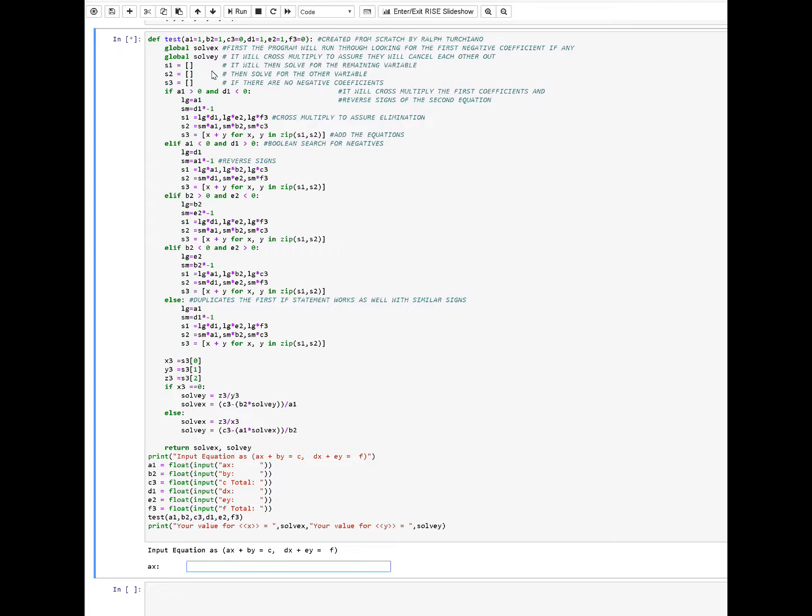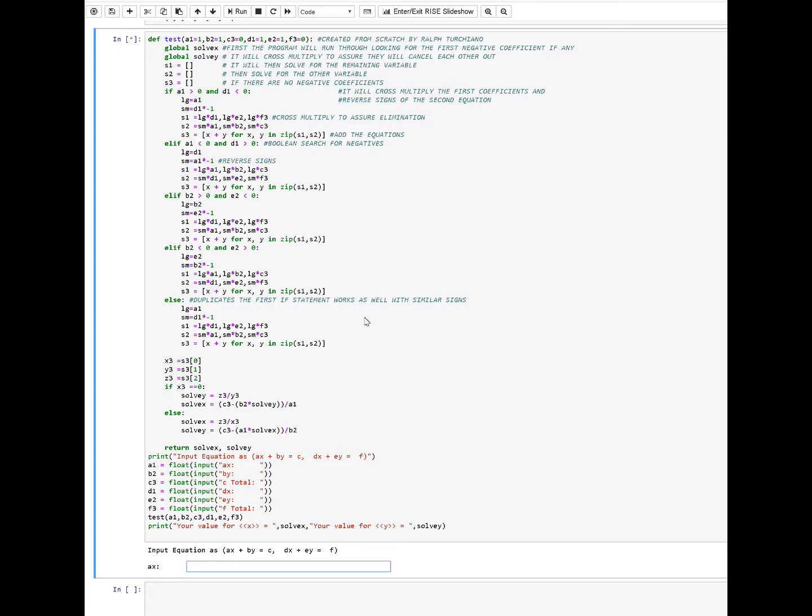What I first did is had to run through the equations to look for the first negative coefficient. From that negative coefficient, I use that as the base in which to cross multiply against the coefficient of the same variable in the other equation. This way we assure that they cancel each other out.